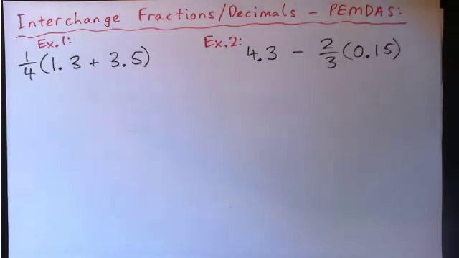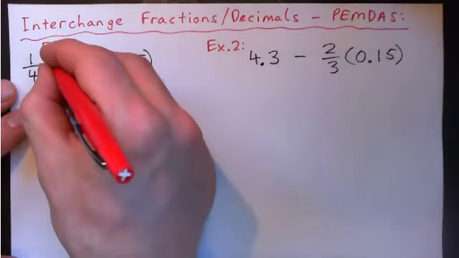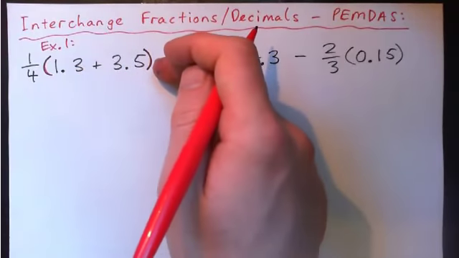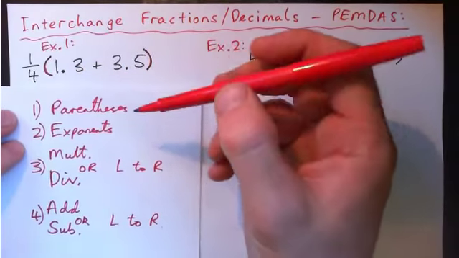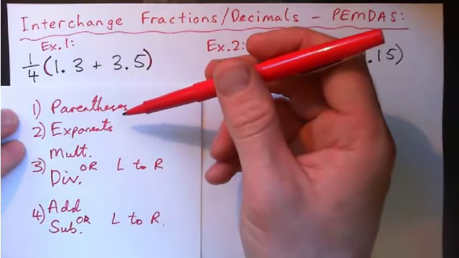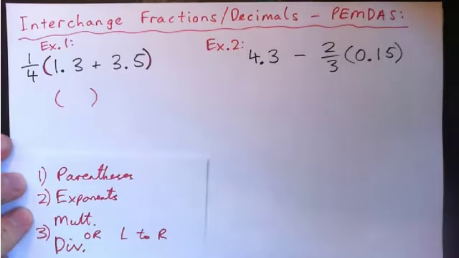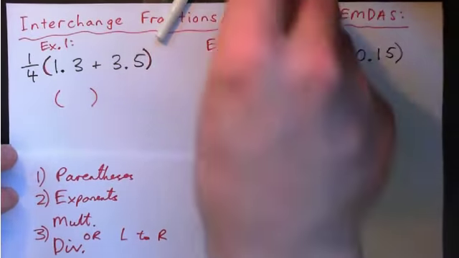Now, what should we do first on this guy? We've got parentheses, don't we? Around the 1.3 plus the 3.5. So PEMDAS says, the order of operations says, we do everything inside the parentheses first. Okay, so we add those guys together, and you can just do that on the side of the page somewhere.